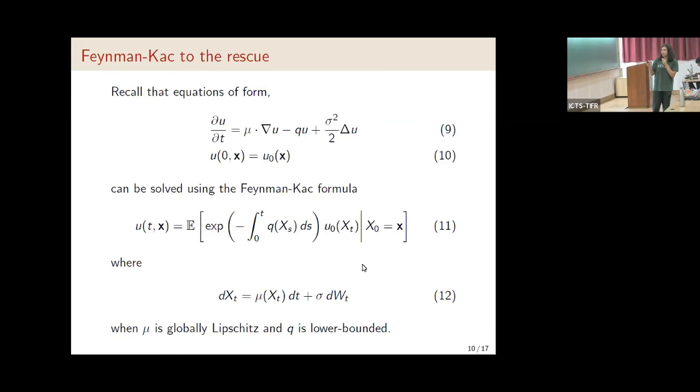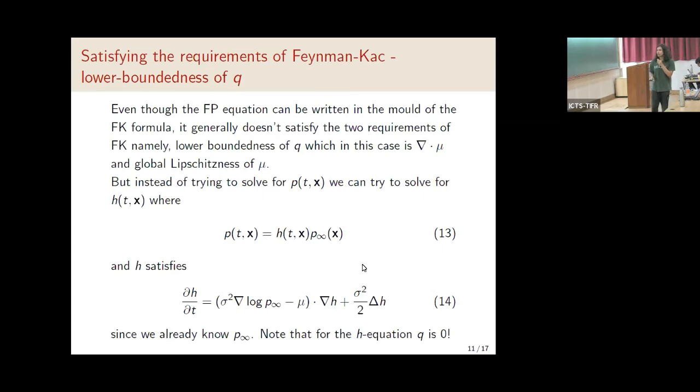But in order to apply Feynman-Kac, there are two requirements. Mu needs to be globally Lipschitz and Q needs to be lower bounded. The reason Q needs to be lower bounded is because otherwise this integral term won't behave nicely. And let's see, so we'll try to satisfy the requirements of Feynman-Kac. Let's talk about the lower boundedness of Q first.